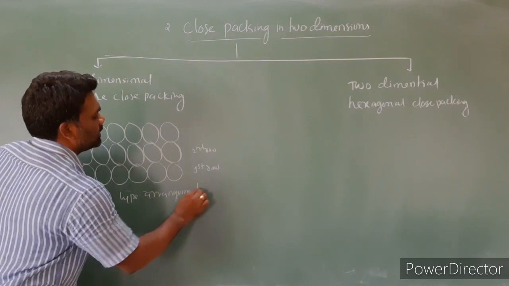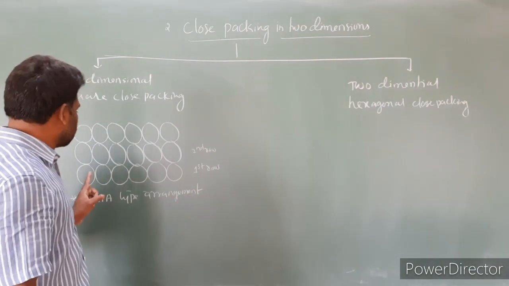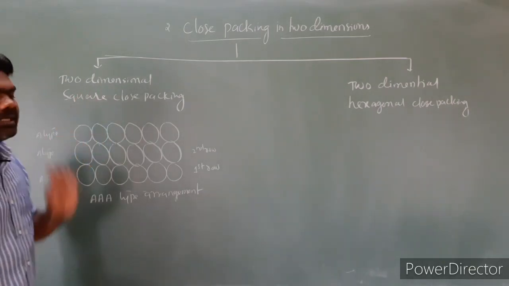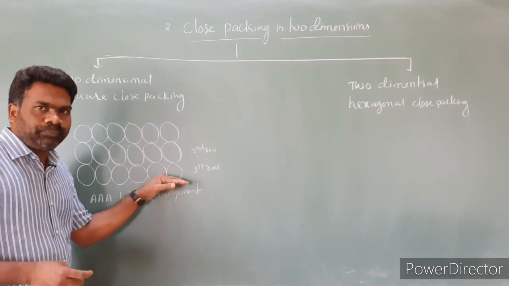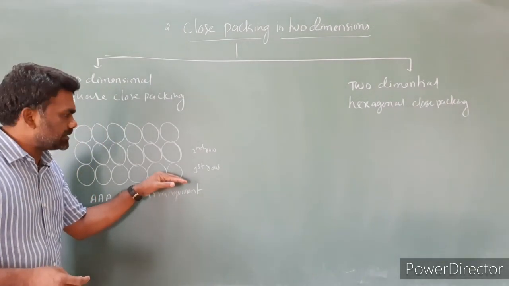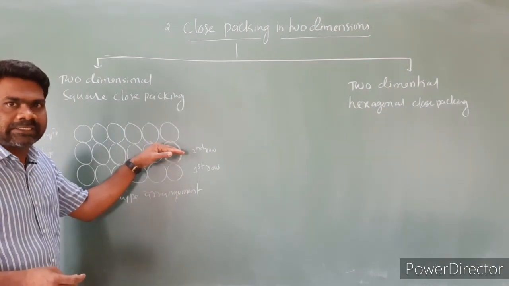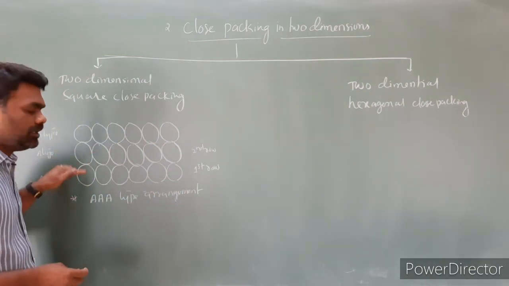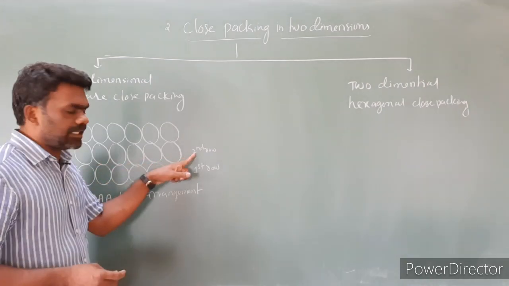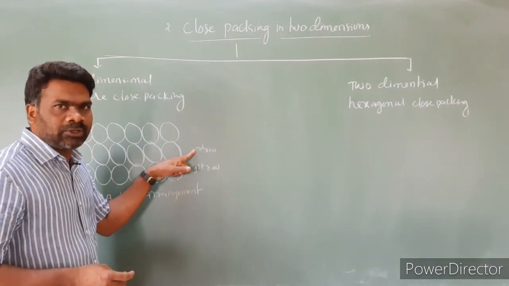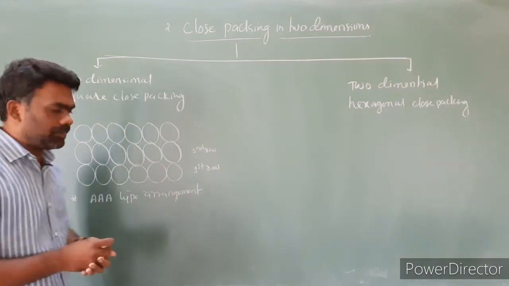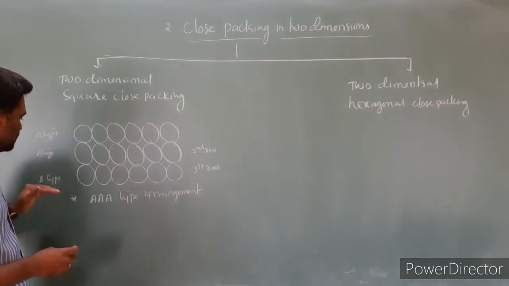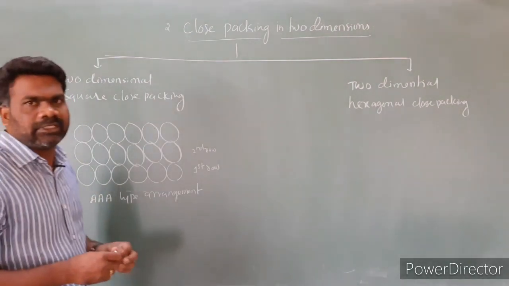A type arrangement. So what is two-dimensional square close packing? First I took the first row, then the second row of spheres exactly placed above the first row. Like that, I kept many rows, and all the rows are similar. So that is the A type of arrangement. This is the first point.